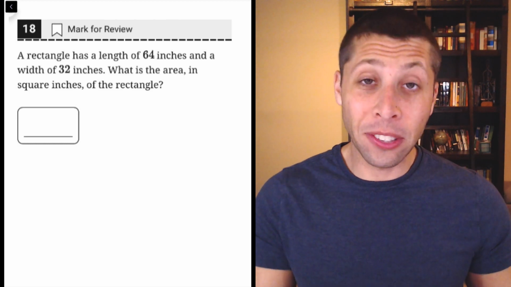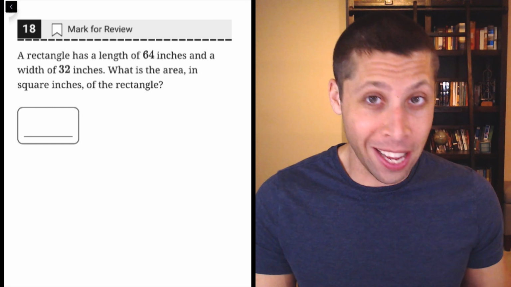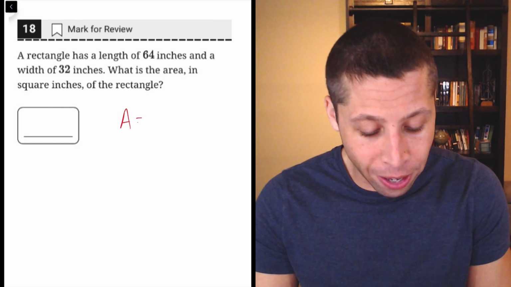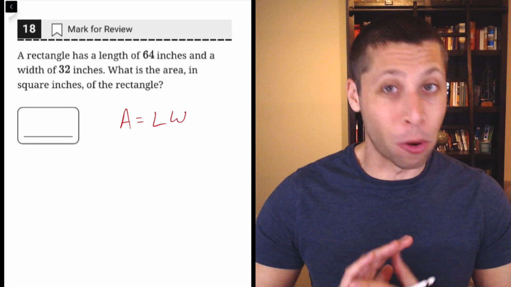Now, the SAT does give us that reference chart full of lots of formulas, and we could use it here. The formula we need is given to us in the reference chart, but I really hope that you know that the area of a rectangle is length times width.